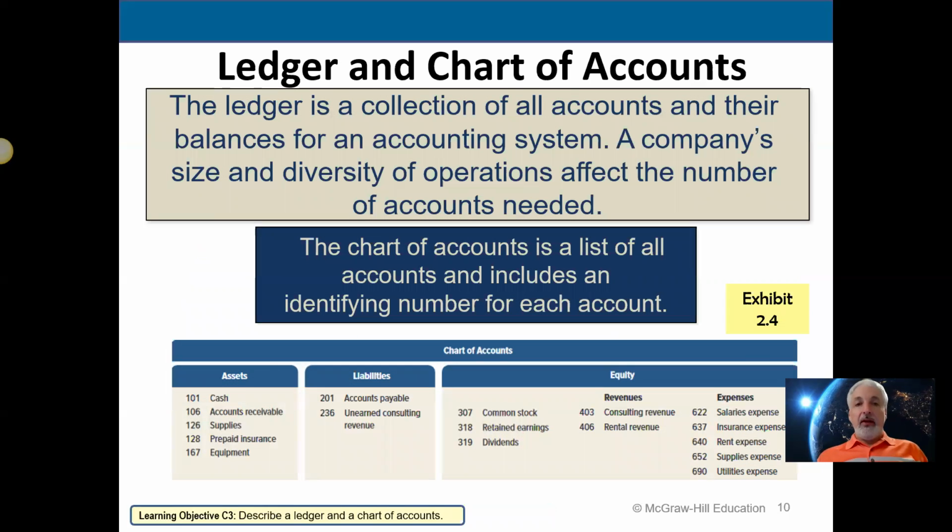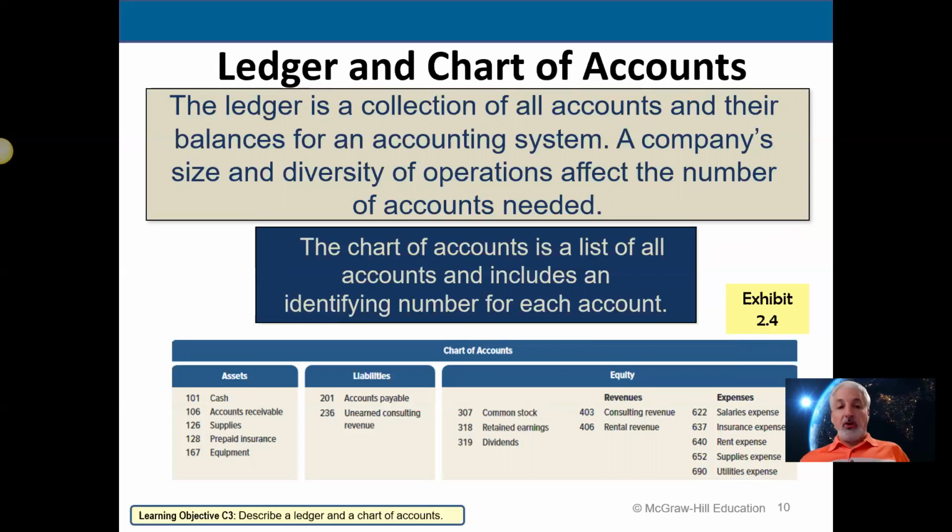And then we have our chart of accounts. Notice what the chart of accounts is. It's a listing of all the names of the accounts: cash, receivables, supplies, prepaid insurance, equipment. We've got liabilities, accounts payable, unearned revenue. We've got equity accounts, revenue accounts, expense accounts. All of these show up on what's called the chart of accounts. It's just the name of the accounts, and happens to come with an account number.